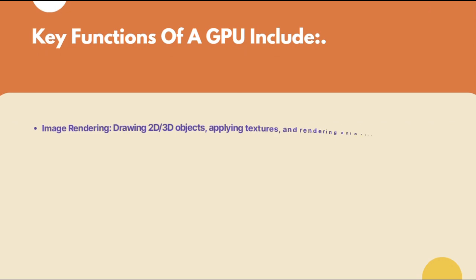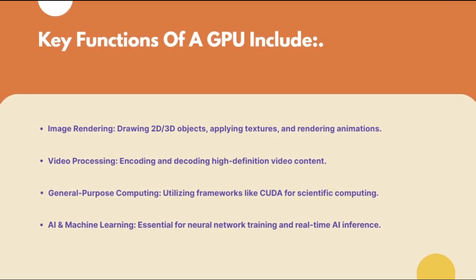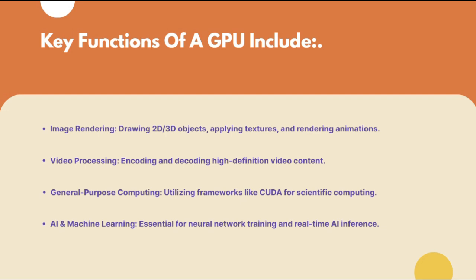Key functions of a GPU include image rendering, drawing 2D/3D objects, applying textures, and rendering animations. Video processing, encoding and decoding high-definition video content. General-purpose computing, utilizing frameworks like CUDA for scientific computing. AI and machine learning, essential for neural network training and real-time AI inference.